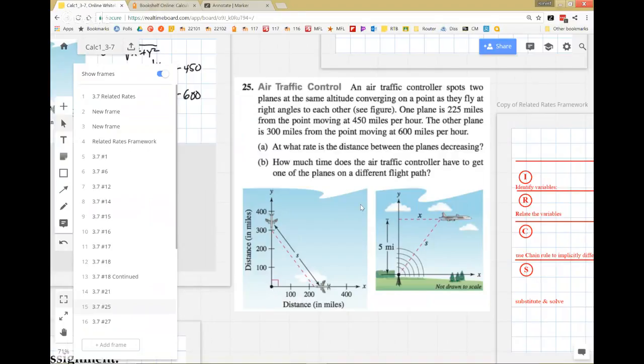All right. They're flying at right angles to each other. One plane is 225 miles from the starting point. That would be this one down here. And he's traveling at 450 miles per hour. The other plane is 300 miles away, and he's going 600 miles per hour. At what rate is the distance between the planes decreasing? And then the important follow-up for the air traffic controller is how much time does the air traffic controller have to get one of the planes on a different flight path? Yeah. So that's the problem.